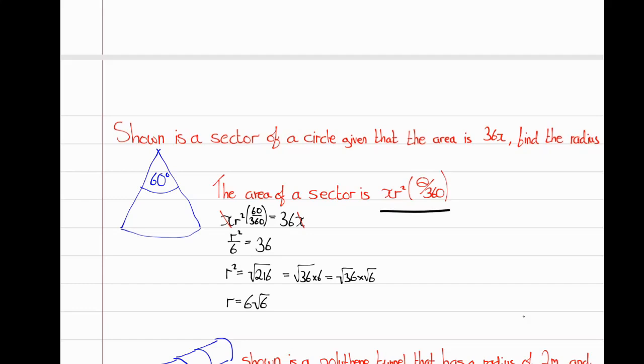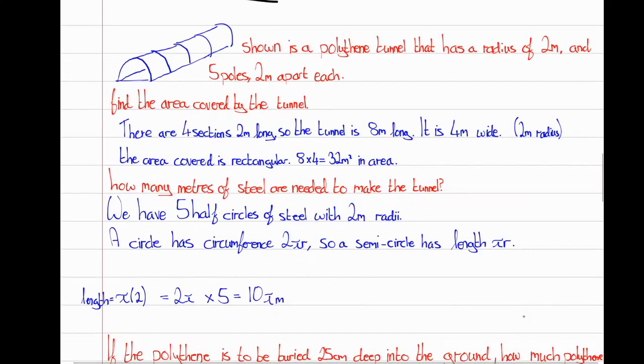R squared over 6 equals 36. We can then take the root, and just doing a little bit of surds here just to demonstrate how it's done. Root 216, that can be split up into root 36 multiplied by 6. We then have root 36 is 6, so then this can be written as 6 here, leaving us with 6 root 6.